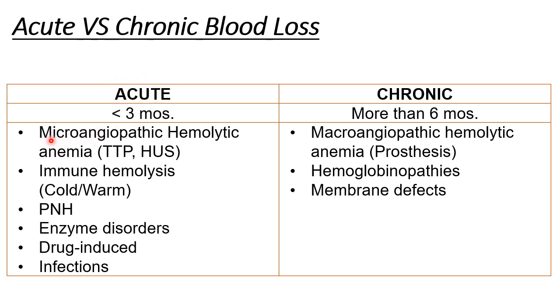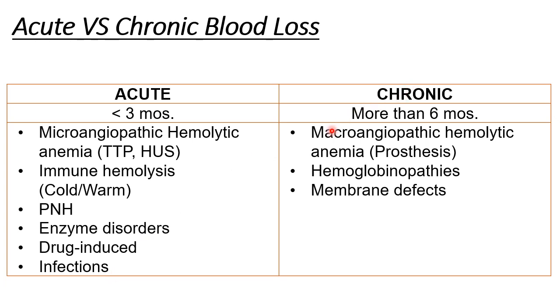Number 1, yung mga microangiopathic. So, yan yung mga TTP and HUS. Immune hemolysis, both cold and warm, can cause acute hemolysis. PNH, enzyme disorder, such as in G6PD and pyruvate kinase deficiency, drug-induced hemolysis, and infections.